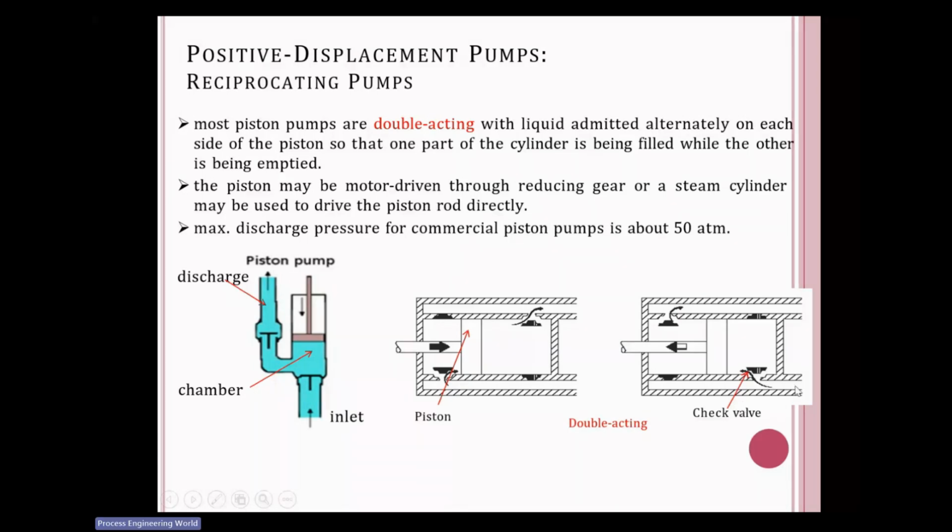So in double acting, what happens? You are having two suction sides and two discharge sides. So at every stroke, the cylinder will be filled. A certain amount of fluid will be filled inside the cylinder, and a certain amount of fluid will be discharged at every stroke. So this is a double acting piston pump.